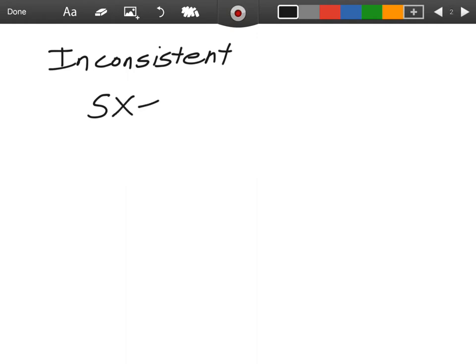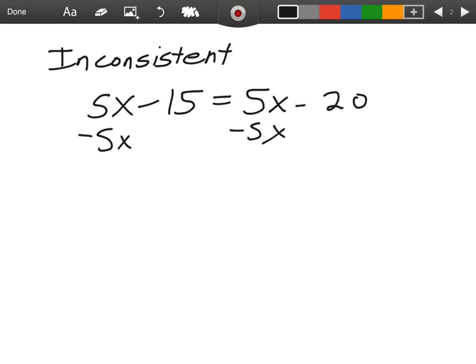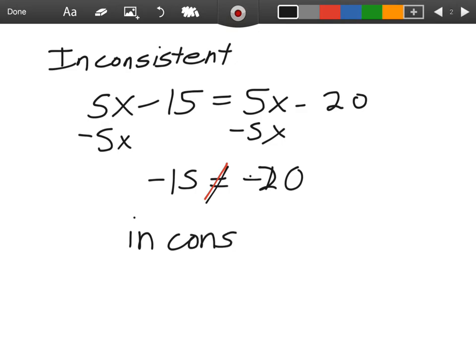Say we have 5x minus 15 equals 5x minus 20. If I go to solve this one just like I did the last one, you see the 5x's go away, and I have negative 15 equals negative 20, which we know is not true. So on this one, we would say it's inconsistent. That's pretty self-explanatory where that name comes from. It doesn't balance, so it's an inconsistent equation.